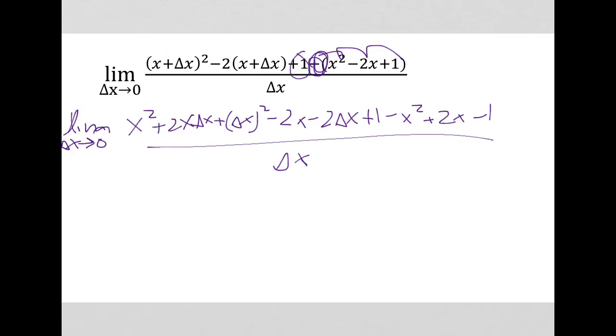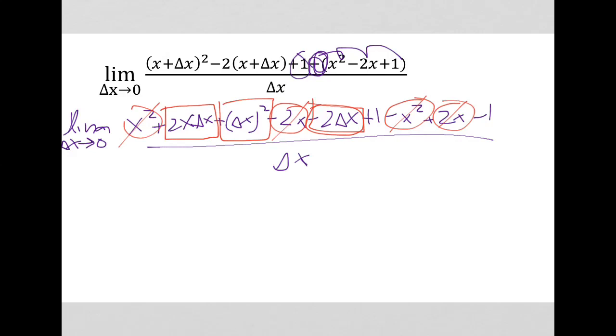And you might be pulling out your hair because this is so messy. But again, notice I have a negative x squared and a positive x squared. Let's see what else I have. I have a positive 2x and a negative 2x right there. I have a negative 2 delta x and nothing to cancel with that, so I'm going to keep that. I have a positive 2x delta x and nothing to cancel there. And I have a delta x squared, nothing to cancel it, but I do have a positive 1 and a minus 1.